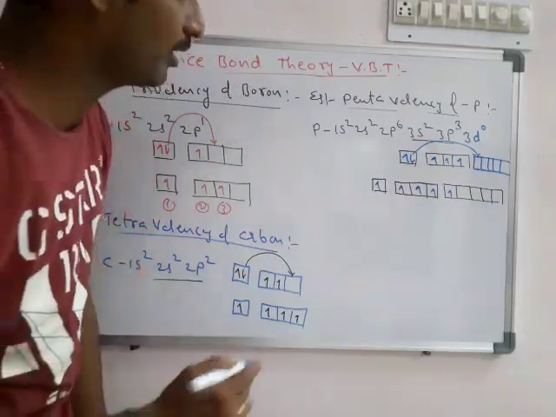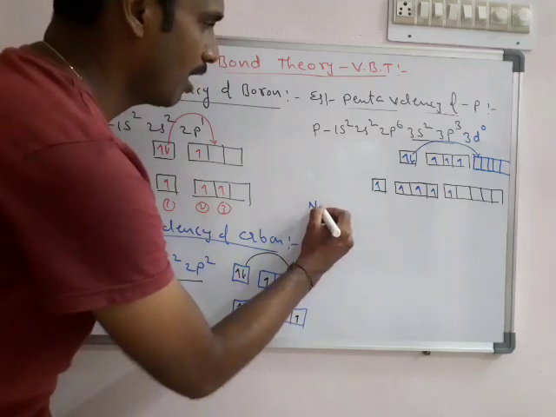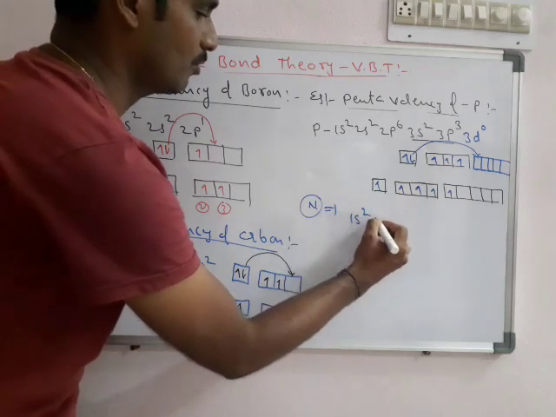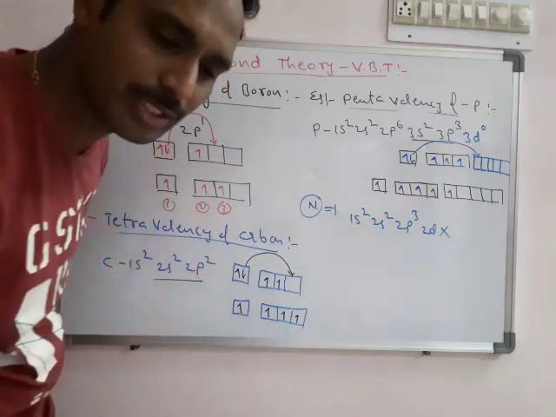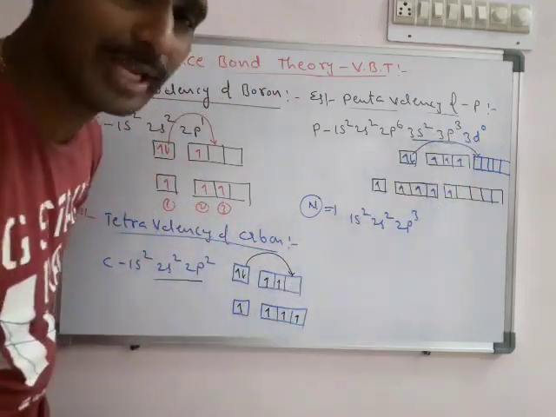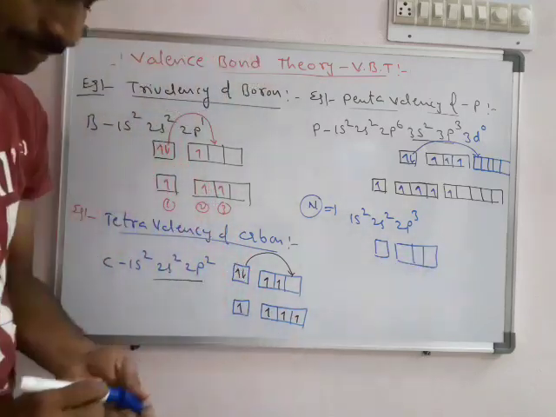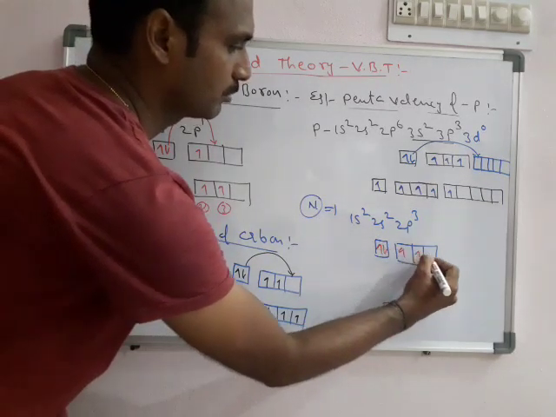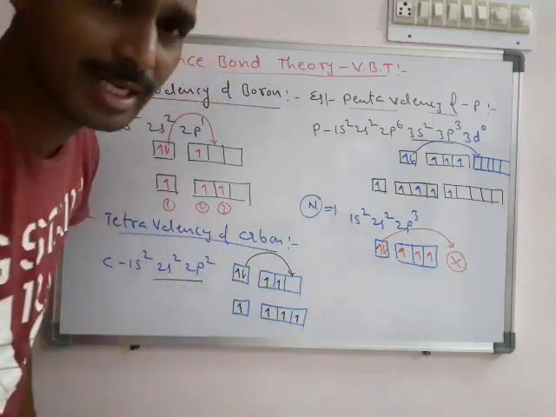So why is it not possible for nitrogen? For example, in nitrogen, the configuration is 1s2, 2s2, 2p3, so including 2d is it possible? We know that the second shell has no d orbital. Only the third shell has 3d0 vacant. So it will be 2s2, 2p3, with 3 unpaired electrons. There are no vacant d orbitals.